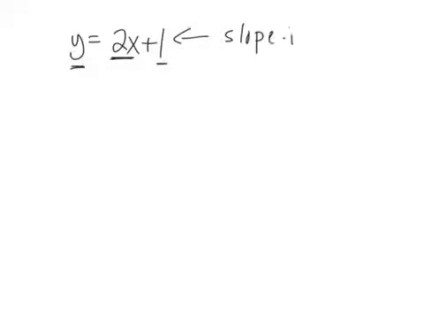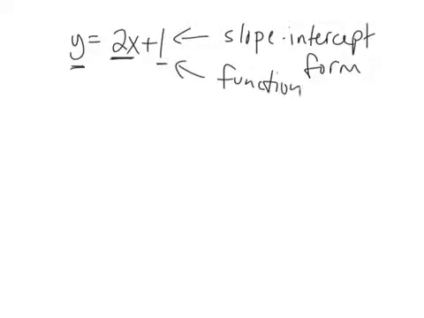Most of what we've looked at to graph or work with so far has been in this format. For example, y equals 2x plus 1, where I have an equation with y on one side, a coefficient with x, and a constant on the other side. This form actually has a name called slope-intercept form. And we'll see very soon why it's called this. This is called slope-intercept form. We also can call it function form.